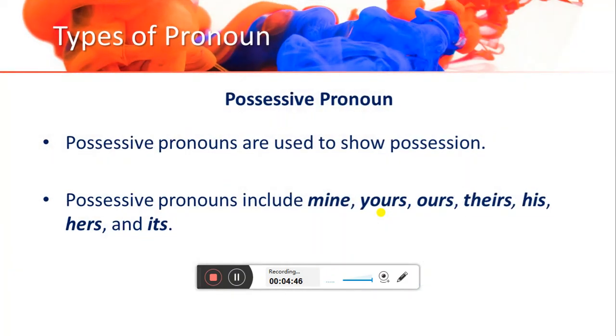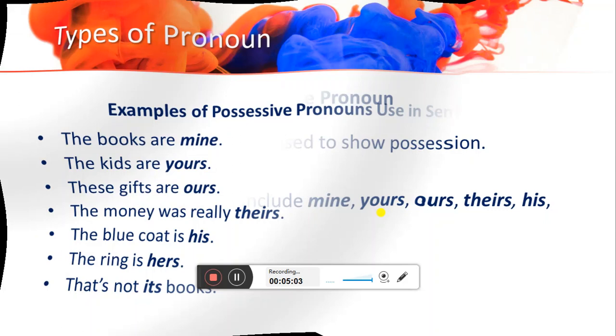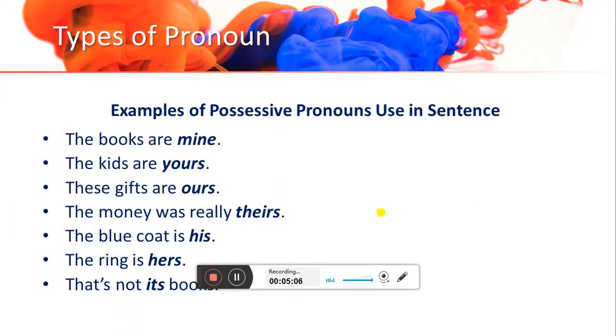Another type of pronoun, possessive pronoun. Possessive pronouns are used to show possession or ownership of someone or something. Possessive pronouns include mine, yours, ours, theirs, his, hers, and its. Examples of possessive pronouns used in sentences. The books are mine means the books belong to me. So simply we can say the books are mine by using possessive pronoun.